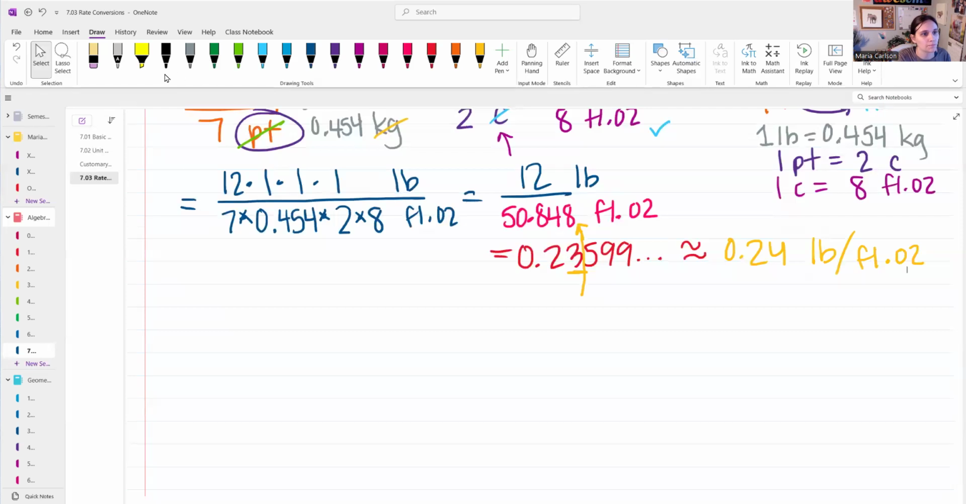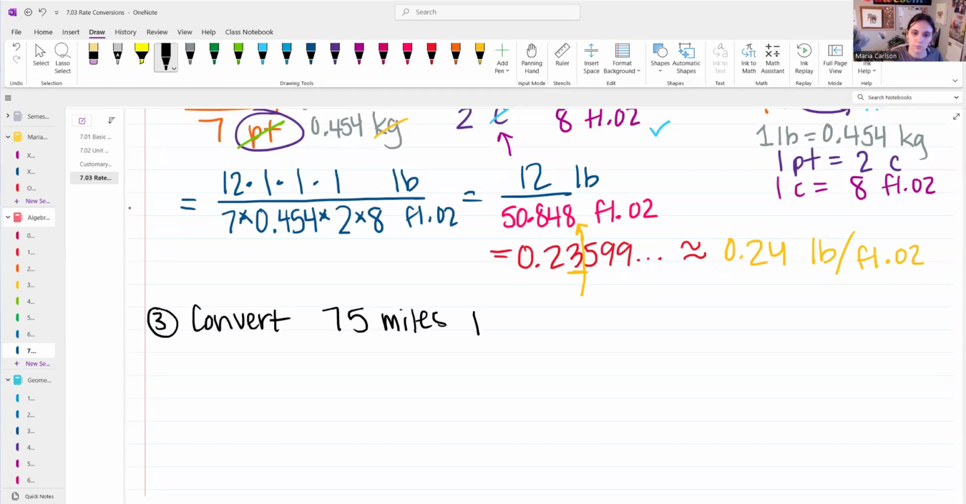We're going to do one more. We're going to convert 75 miles per hour to meters per second.